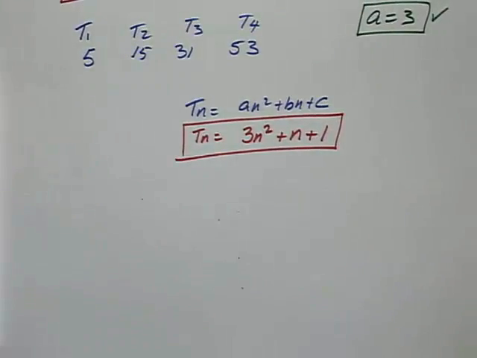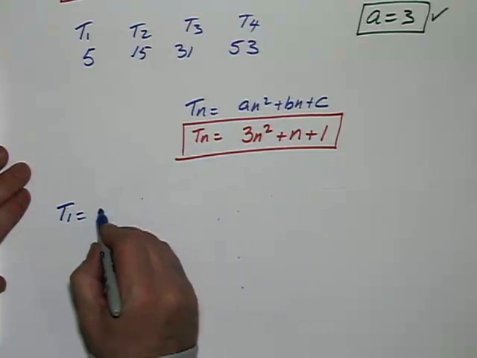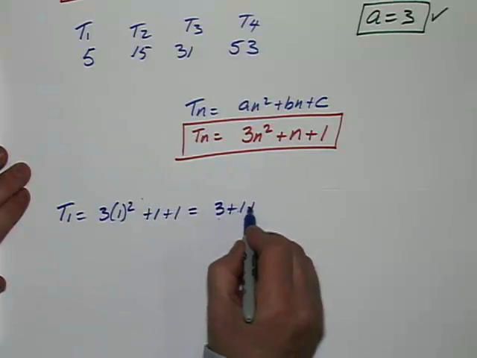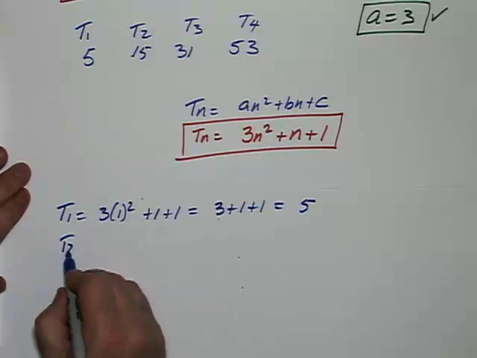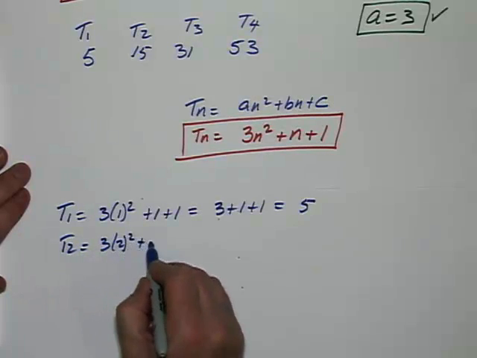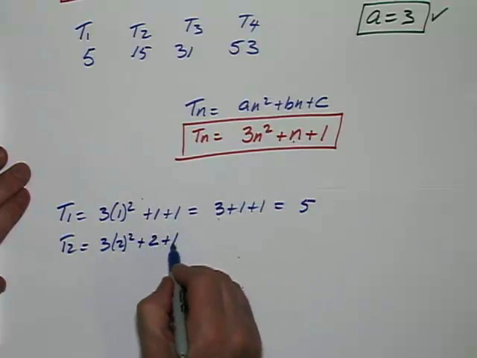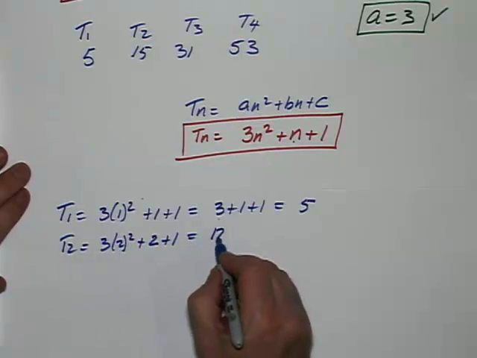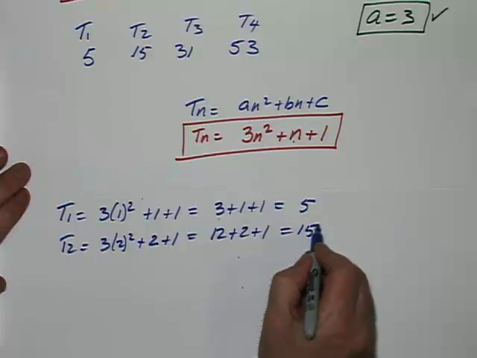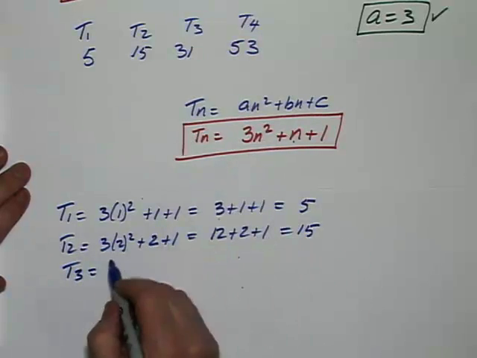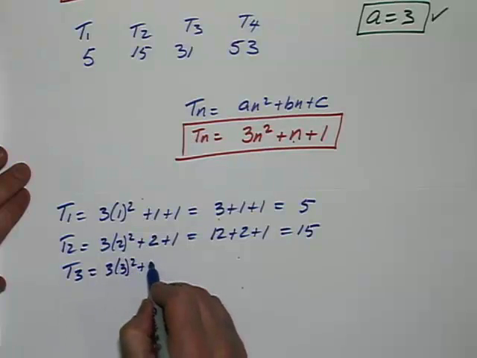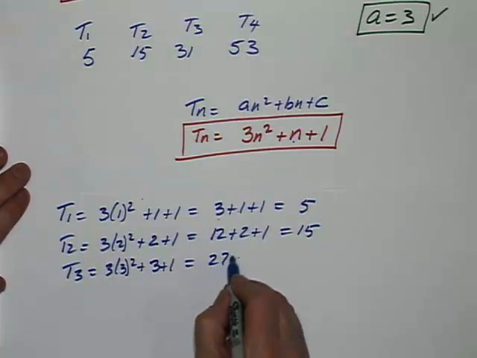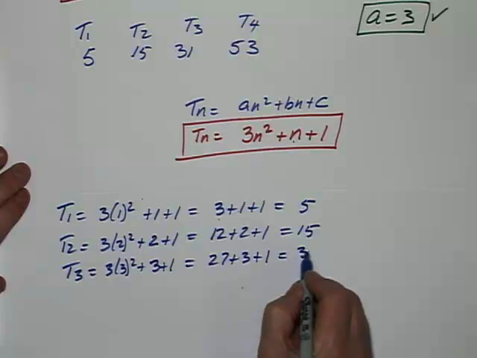Let's try T1. T1 would be, plugging in the numbers, 3 times 1 squared plus 1 plus 1, which would be 3 plus 1 plus 1 is 5. T2 is 3 times 2 squared plus n, which is 2, plus 1. So 3 times 2 squared is 4, 3 times 4 is 12, plus 2 plus 1. That's 15. T3 is 3 times 3 squared, plus 3 plus 1. That's 3 by 3 is 9, 3 times 9 is 27. 27 plus 3 plus 1 is 31.